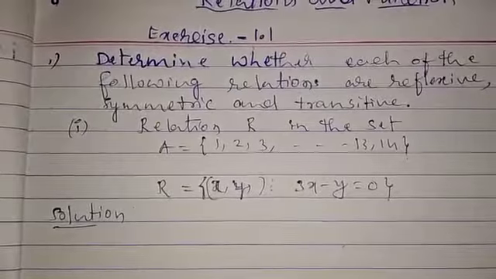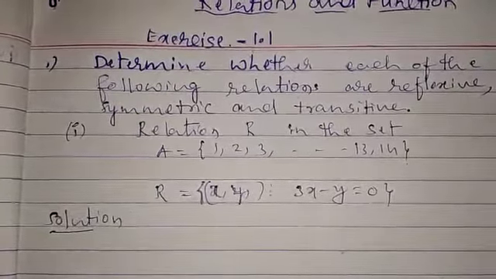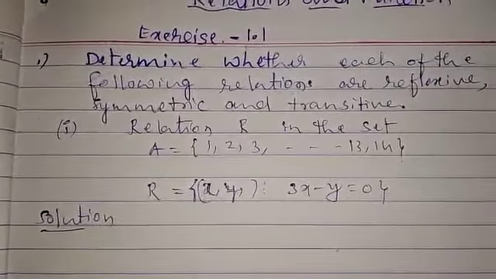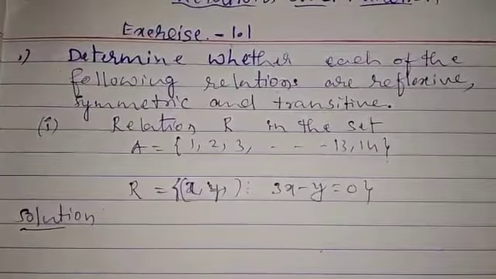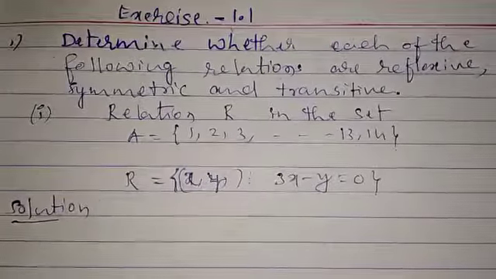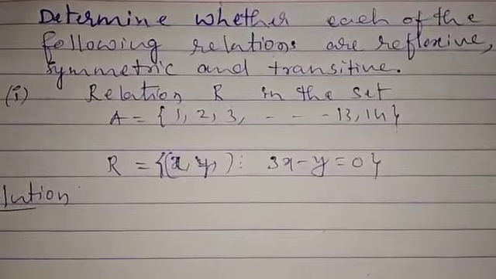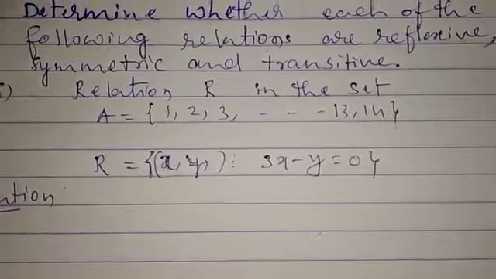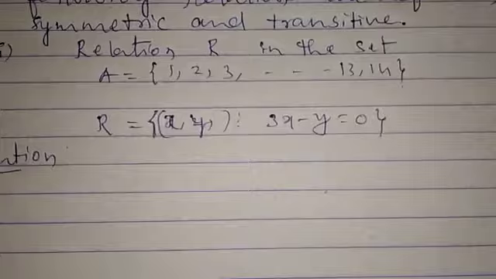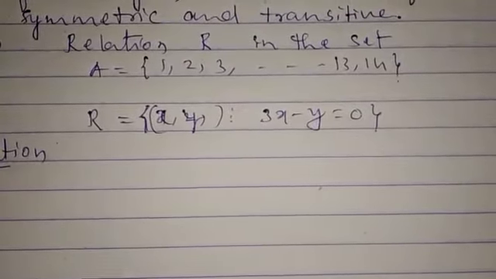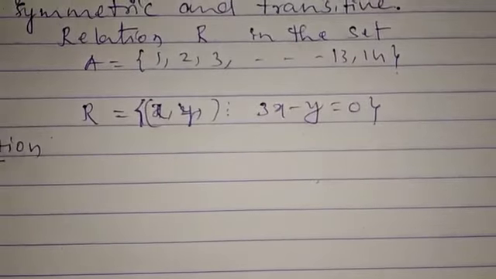In this session, I am going to solve exercise 1.1 of relations and functions. First, determine whether each of the following relations is reflexive, symmetric and transitive. Okay, the first one is relation R in the set A = {1, 2, 3, and so on up to 14}. R is a relation {(x, y) such that 3x - y = 0}.